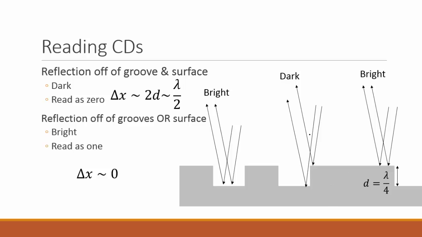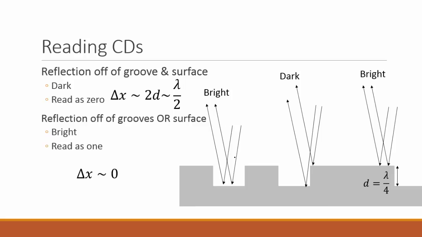And since now the bottom wave has gone half of a wavelength farther than the top, it now destructively interferes, because one half of a wavelength is a condition for destructive interference. If it reflects off both, their delta x is 0, and you get constructive interference.